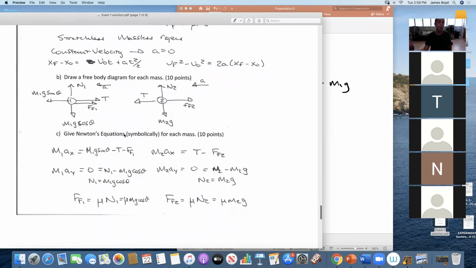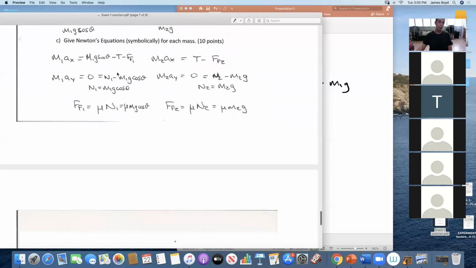Once we have these, all you do is write these down. So this is m a x because a x is going that way. m1 a x is m1 g sine theta, it's in the positive direction, minus T minus force of friction. When I put this f f1 in, f f1 uses a magnitude, mu n1, which is what you use the y side for. Remember that the y acceleration is 0 because it can't leave the surface. And basically from there, you've got everything for this.